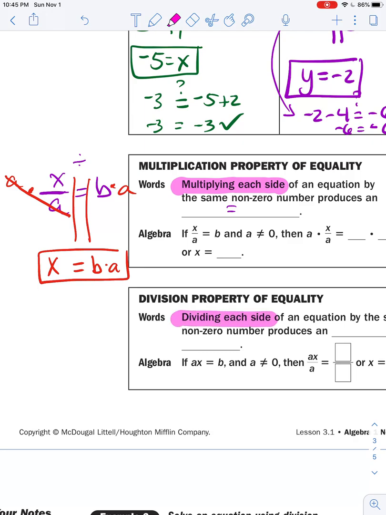Here we're going to do the exact same thinking, division on each side. So basically our whole notes have been that you can add, subtract, multiply, or divide as long as you do the same thing to both sides.